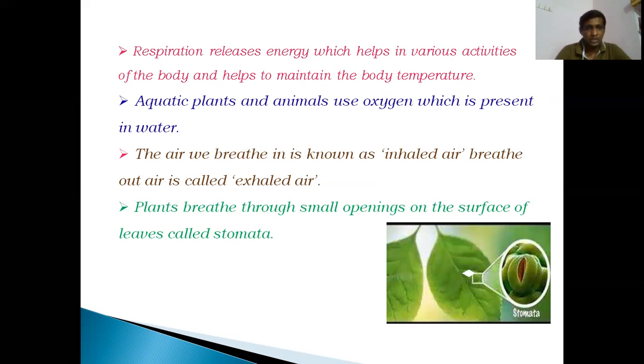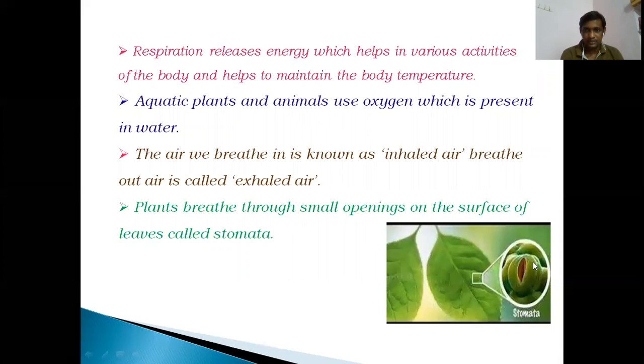Okay, so plants breathe through the small openings on the surface of the leaves called stomata. See here, this is the broad view. So here these small holes are present. This is a stomata, this is the shape of the stomata. So these stomata take in carbon dioxide, process the food, and give out oxygen gas. So this is the part, this is stomata.